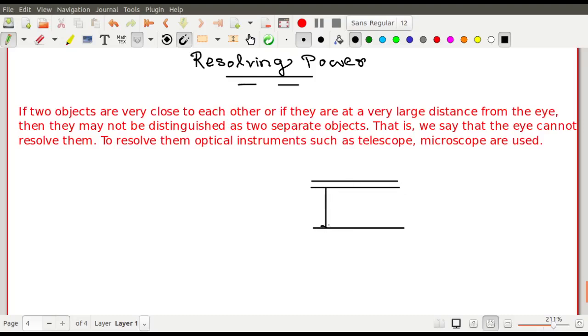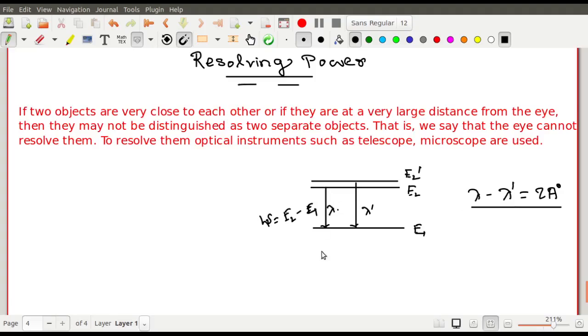Now if there is a transition here, you know from Bohr's theory that h nu equals E2 minus E1. So nu corresponds to some frequency, and then there is some wavelength, which I call lambda. And there is another transition over here, associated with some lambda dash. This is my ground state, and these are the two excited levels very close to each other, a difference of maybe 2 angstrom, 3 angstrom. Now if this difference, lambda dash minus lambda, is suppose only 2 angstrom, that means the two lines are very close to each other in the wavelength spectrum.